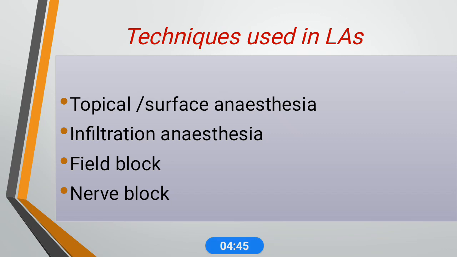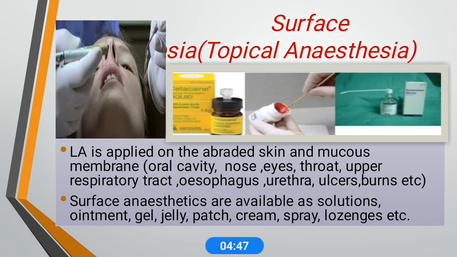These are some techniques used in local anesthetic administration: topical or surface anesthesia, infiltration anesthesia, field block and nerve block. Surface anesthesia is topical anesthesia. Mostly the local anesthetic is applied on abraded skin and mucous membrane, such as the oral cavity, nose, eyes, throat and upper respiratory tract. Surface anesthetics are available mainly as solutions, ointments, jellies, patches, creams and lozenges.